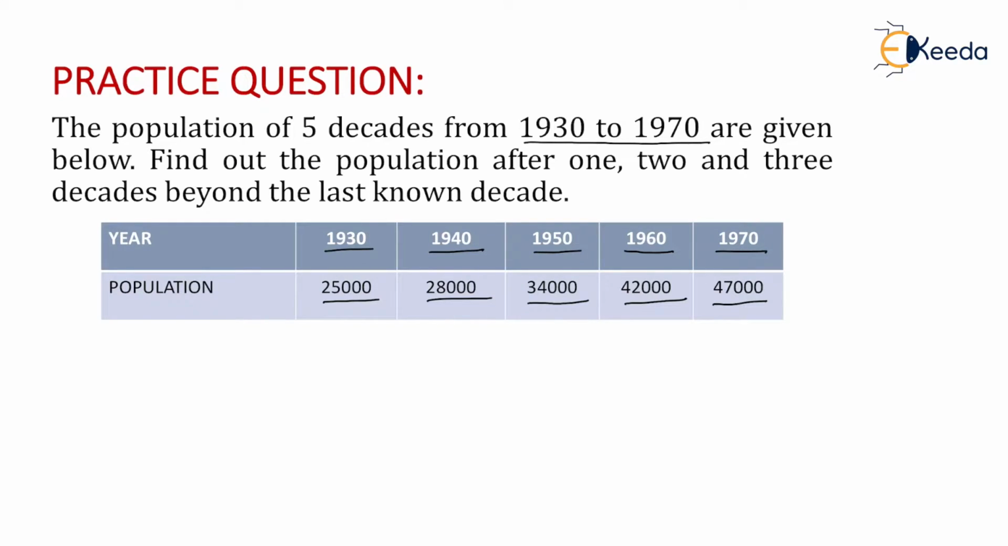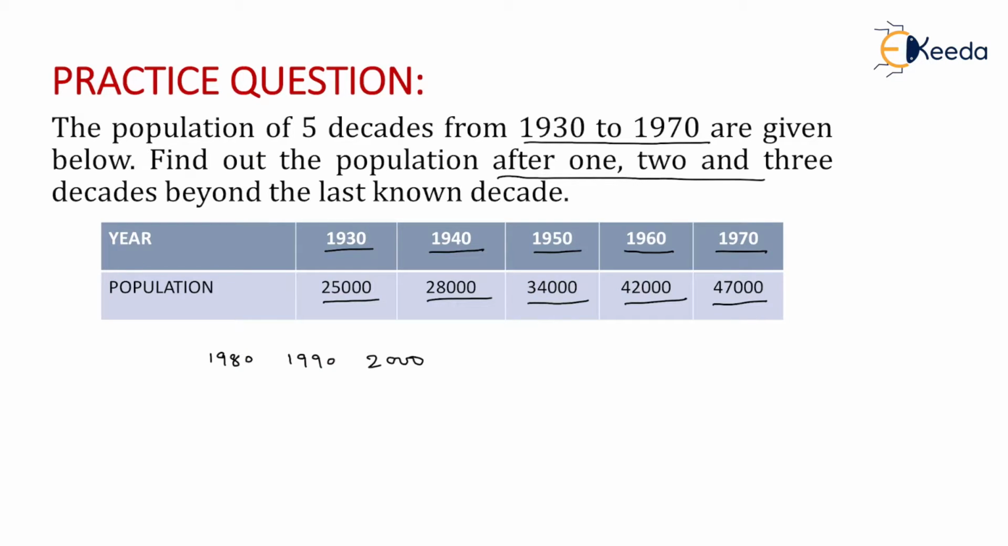Now we need to determine the population after 1, 2 and 3 decades. It means that we need to determine the population of 1980, 1990 and 2000, because one decade is equal to 10 years. So we need to calculate the population after 10 years, 20 years and 30 years, by the various formulas. Now we will see each method one by one.